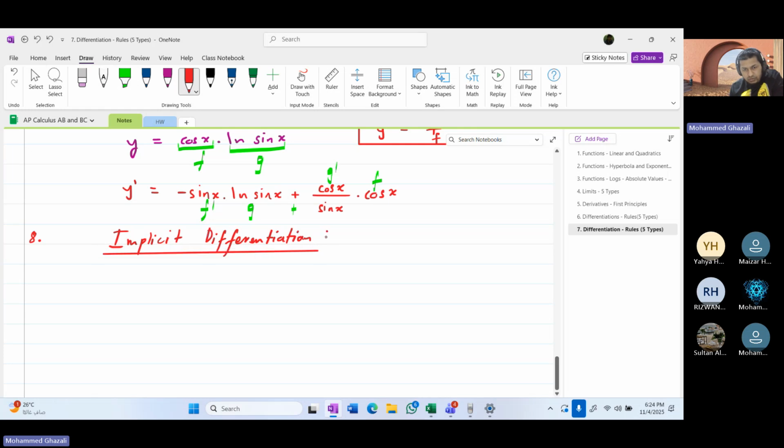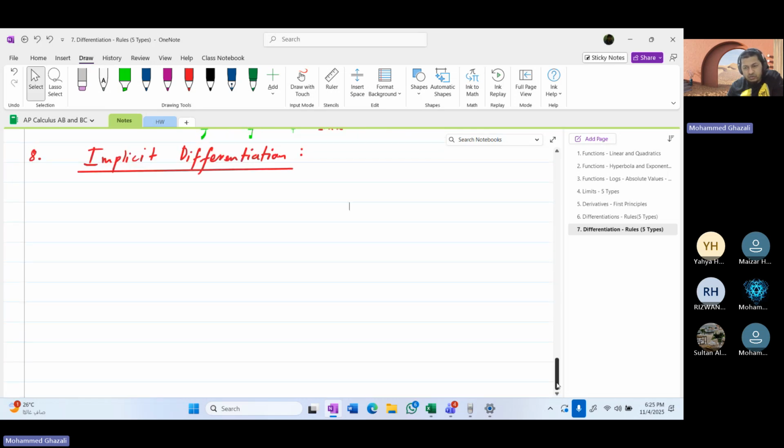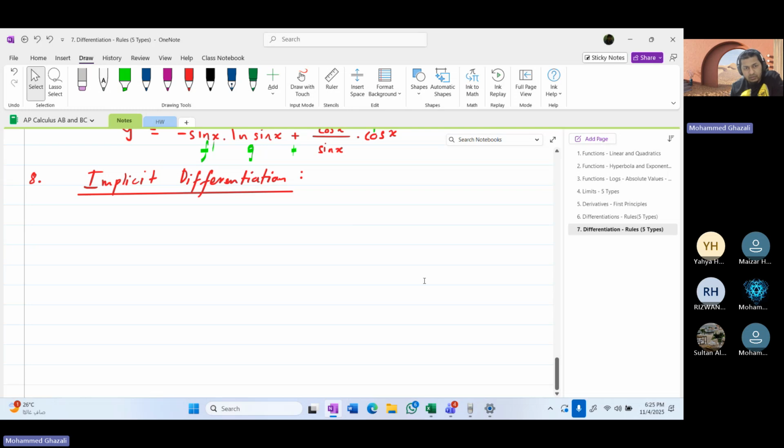Right, so we will do implicit differentiation. Now, what is implicit differentiation? We have to treat y as a function of x. So implicit differentiation says, okay, y is equal to f of x. That's it. So if I'm saying y prime, then I have to say f prime x. That's what implicit differentiation is.